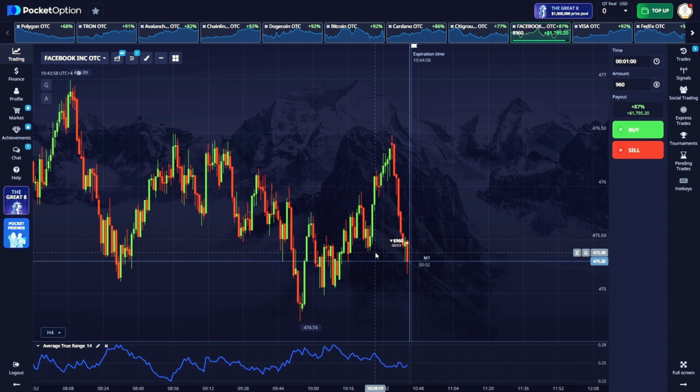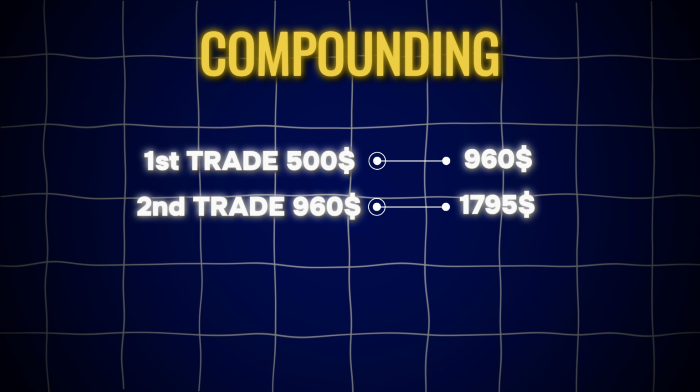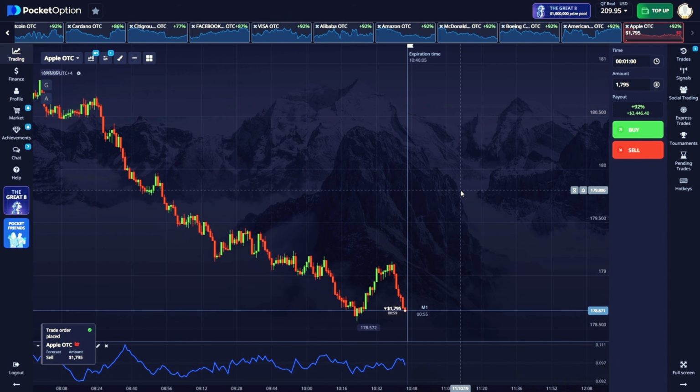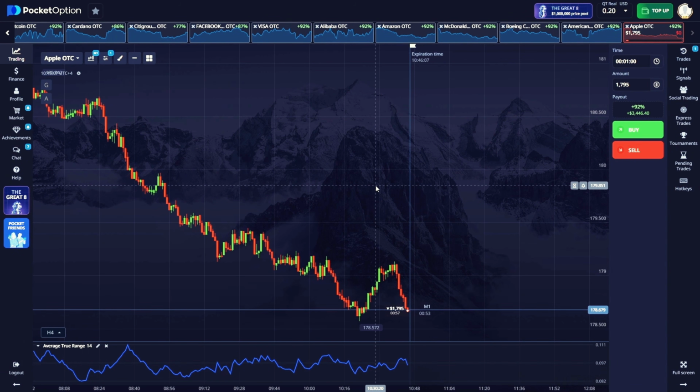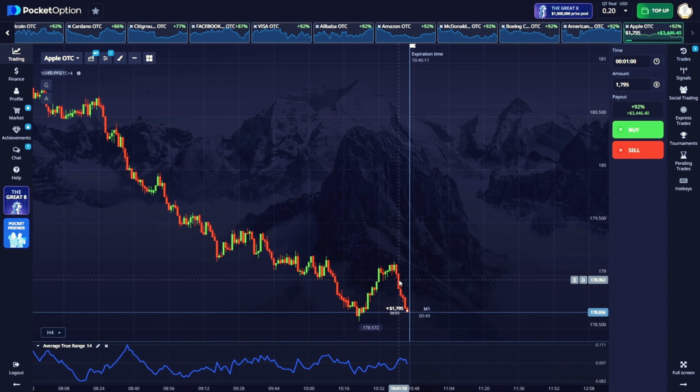Again, the trade is going well, just a few seconds left and we won. My balance is now $1,795. Let's find another trade. On Apple OTC, I've placed a trade for a downward move. There were 5 red candles in a row and the ATR line also crossed the mid-level downwards, showing strong momentum.